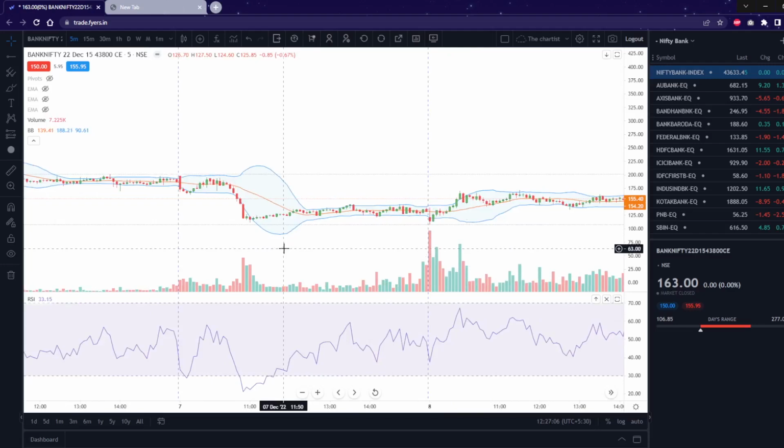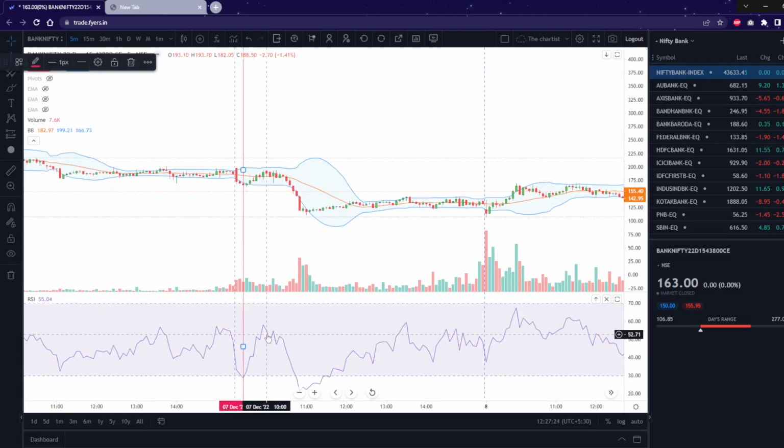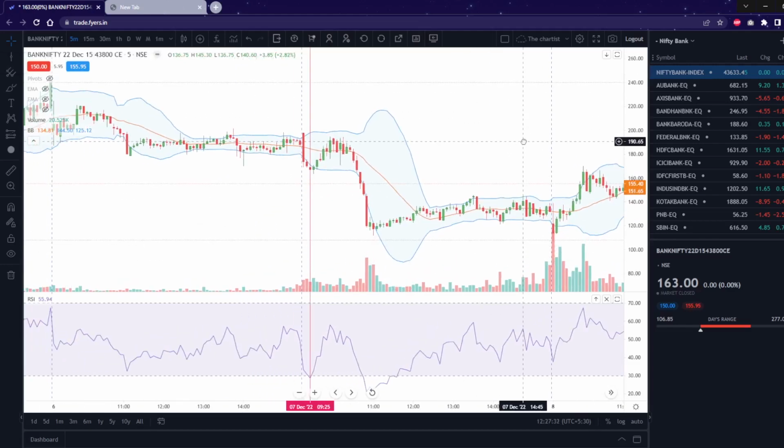For taking an entry, first you need to get an alert. The alert will be given by your RSI indicator. As soon as your RSI indicator gets into the oversold region, you should start observing that particular contract. Over here we can see at this particular level the RSI actually became oversold and the price was roughly closer to 150, that is 166. So just 16 points above, this is tolerable, doable.